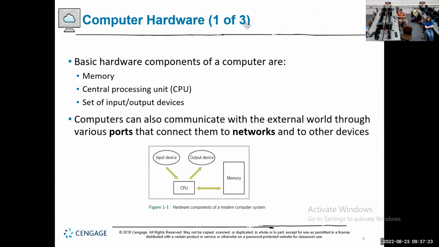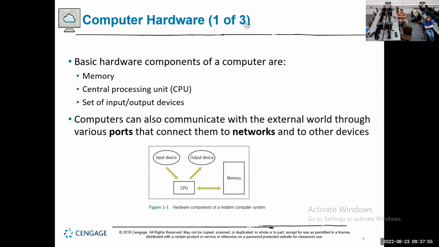And basically, the hardware components of the computer are the memory, the CPU, the central processing unit, and the set of input and output devices. So we can think about input here. You have many types of input, right? Keyboard, right? You have the mouse. And for the output device, you can see the monitor or speaker, right? And the CPU here is the central processing unit. It's the brain of the computer. Everything is processing here.